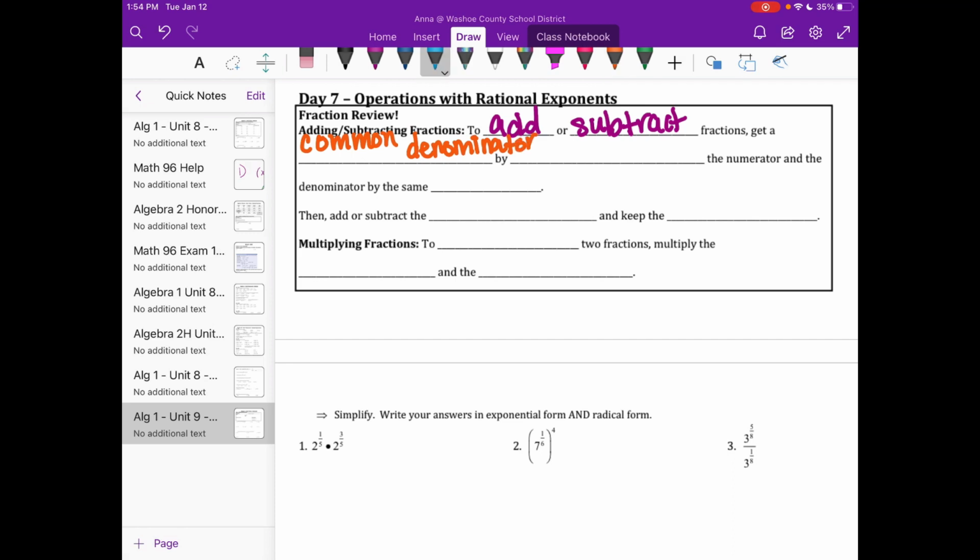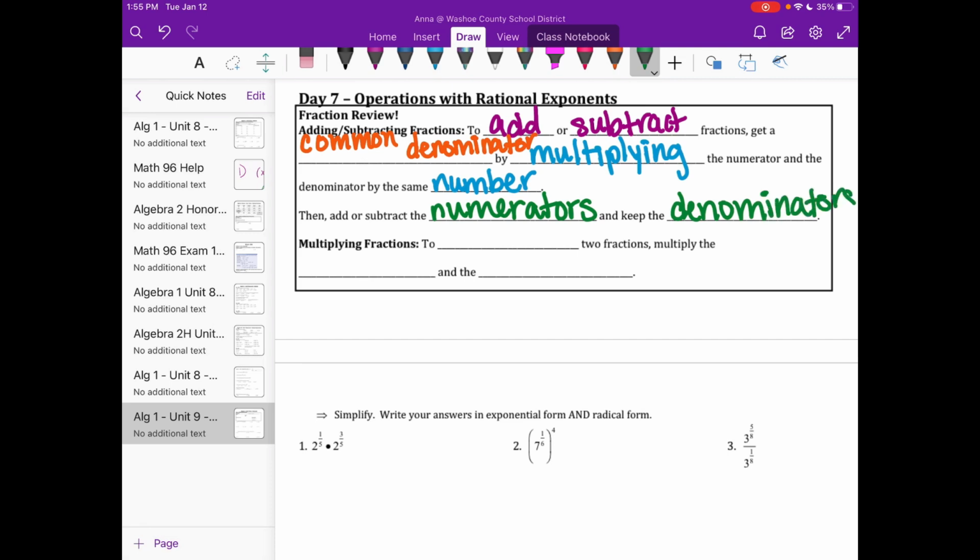Now, when I'm making a common denominator, I'm going to do that by multiplying the numerator and the denominator by the same number. And don't worry, I will walk you through some of these, so we're going to be fine, I promise. Then once you've done that, we are going to add or subtract the numerators, or I call them the tops. We're going to hear both throughout this video, so don't worry about it. The numerators, and you keep the denominators.